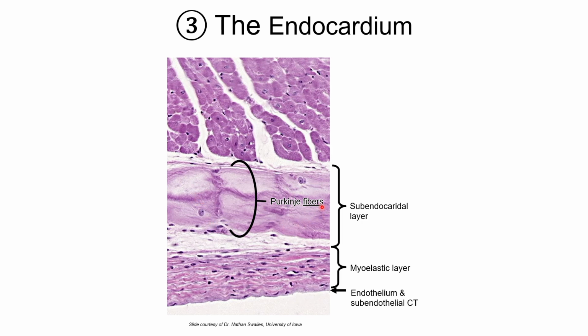Purkinje fibers are modified muscle fibers. They are much bigger than the muscles. They have a lot of glycogen in them and very few fibers. So the glycogen masks almost everything.